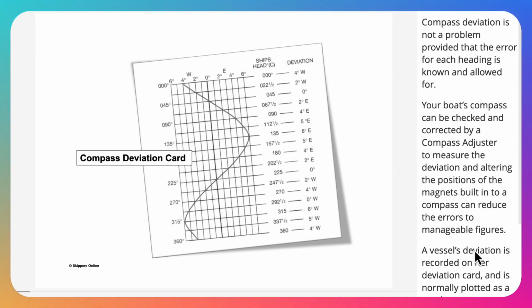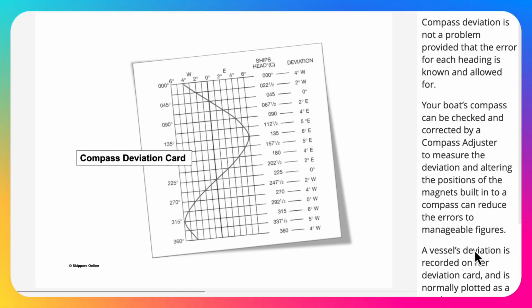Compass deviation is not a problem provided that the error for each heading is known and allowed for. Your boat's compass can be checked and corrected by a compass adjuster to measure the deviation, and altering the positions of the magnets built into a compass can reduce the errors to manageable figures.